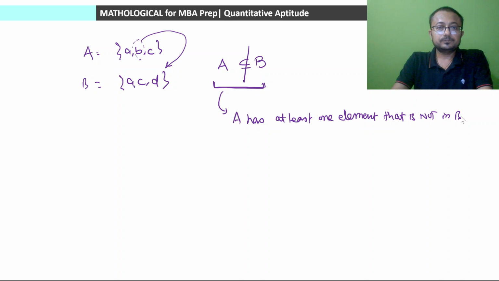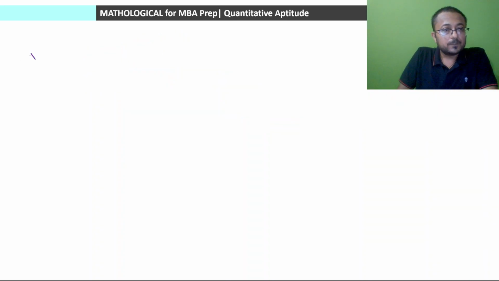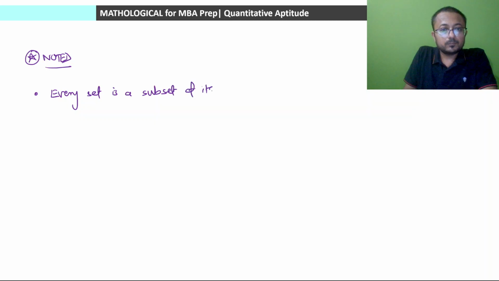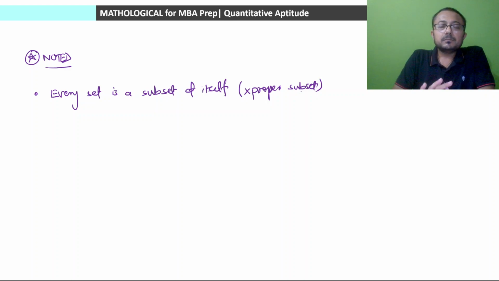Okay. Now, some very important points to note. Every set is a subset of itself. Yes, subset, but not a proper subset, because a proper subset will always be having fewer elements. ठीक है, जब सबसेट तो होगा पर प्रॉपर सबसेट नहीं होगा, because that will be an equal set. ठीक है, तो ऑब्वियसली प्रॉपर सबसेट नहीं होगा, but every set will be a subset of itself.